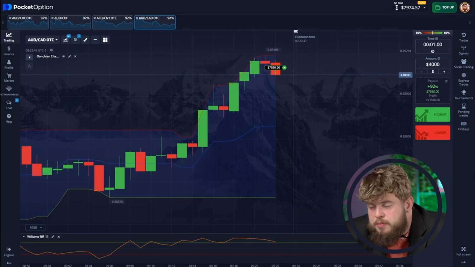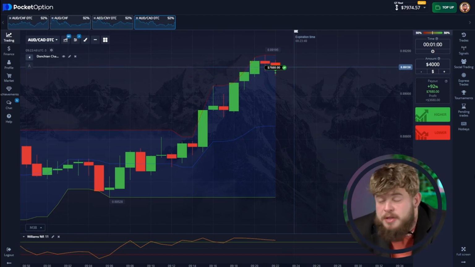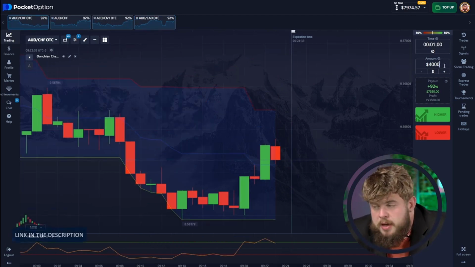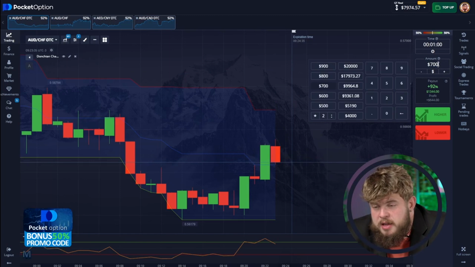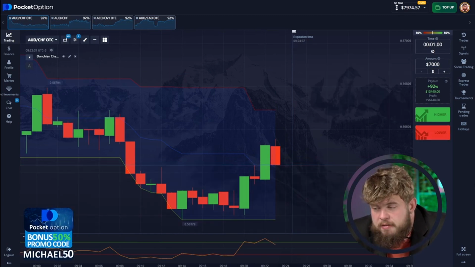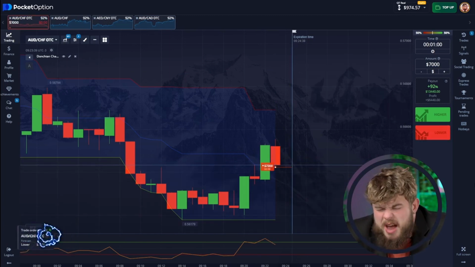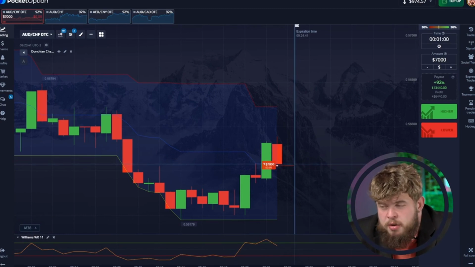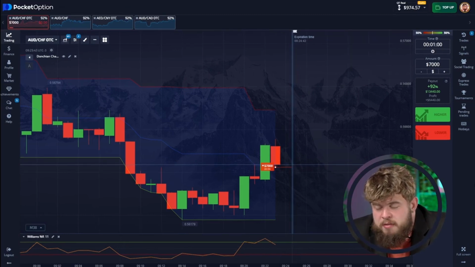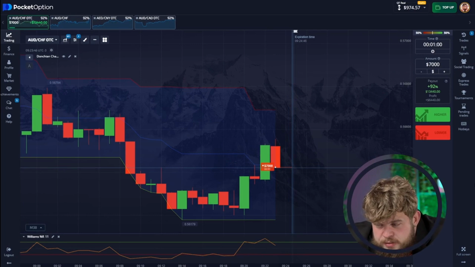Okay guys, one more profitable trade and we have around $8,000 on the account. Okay guys, so I think that we will now have the last trade for today. This is AUD/CHF. Let's change our investment to $7,000. So yes, I want to go all in, but we still have around $1,000 left on the account.